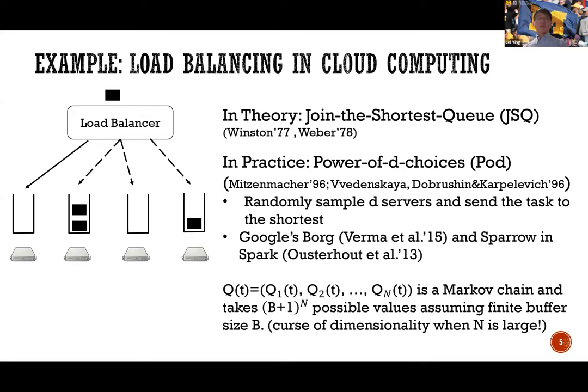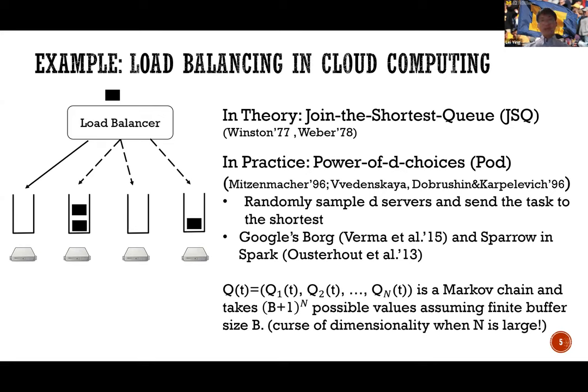So in practice, what people usually do is a simplified version of join the shortest queue called the power of D choices. Instead of looking at all servers, we just pick D servers from these N servers, then send the task to the shortest of these D servers. That has been used in Google's Borg or Sparrow in Spark. Now we only need to check these D servers instead of all N servers, so the overhead becomes much smaller. So the question naturally is, this is certainly a weaker version of join the shortest queue. How does this algorithm perform?